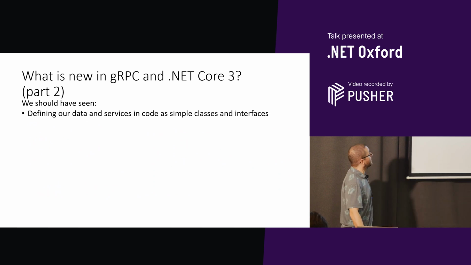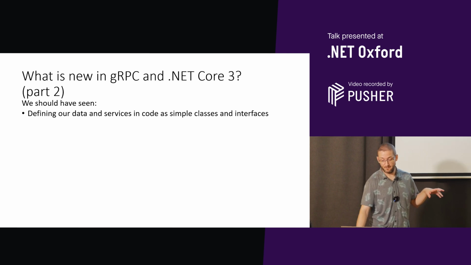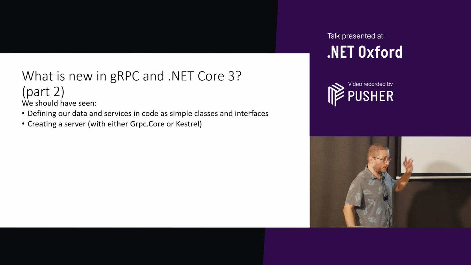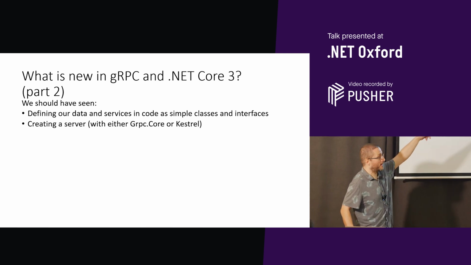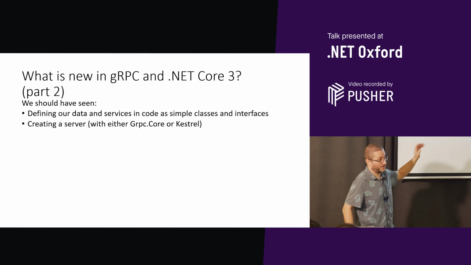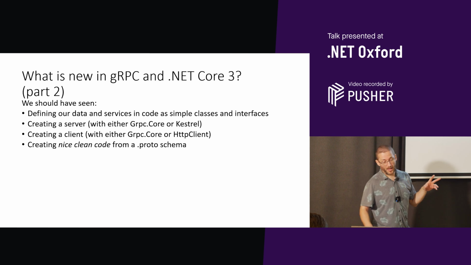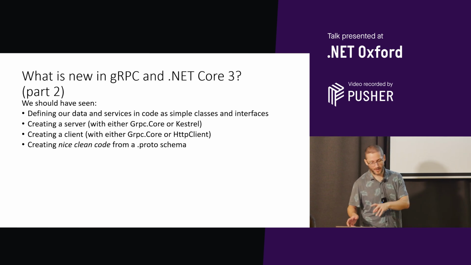So, things we've seen. We've defined our data and our services as simple classes and interfaces. We've got a server. It'll work with gRPC Core. I didn't show it, but trust me, it will. We showed it on Kestrel and HttpClient. It doesn't matter. Again, I didn't show it, but the Protobuf-net tools can generate code.